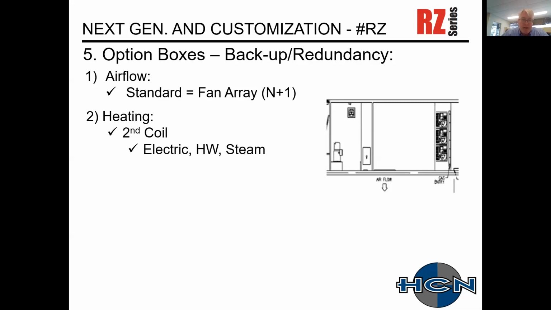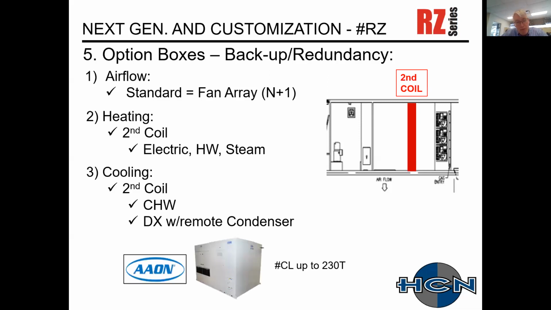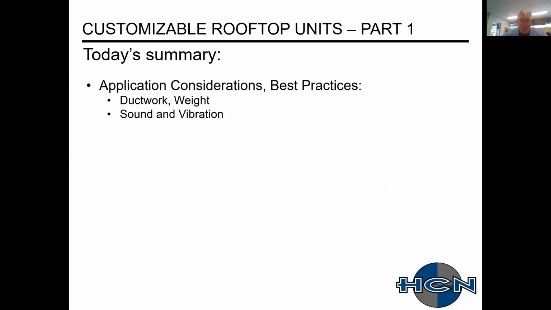With these option boxes, from a heating perspective, let's install a second coil. As shown there, these can be electric, hot water, or steam. From a cooling perspective, we can have chilled water, or else we can also have a DX. AEON makes a remote condenser available up to 230 tons that could be paired with your rooftop unit for redundancy.